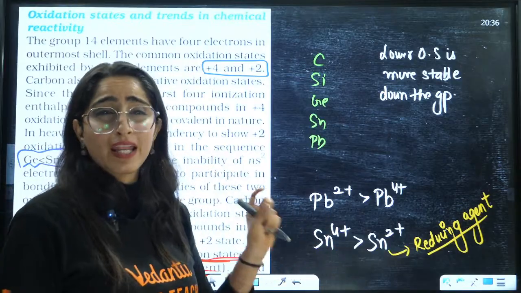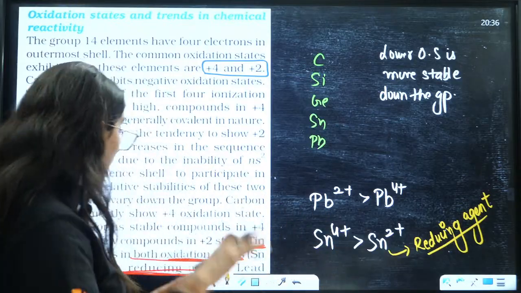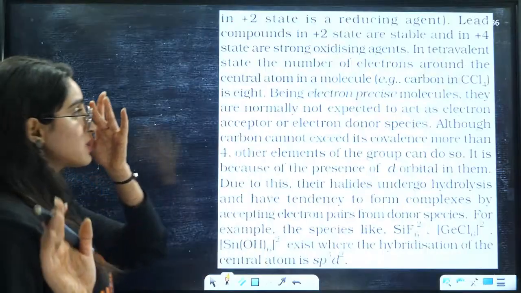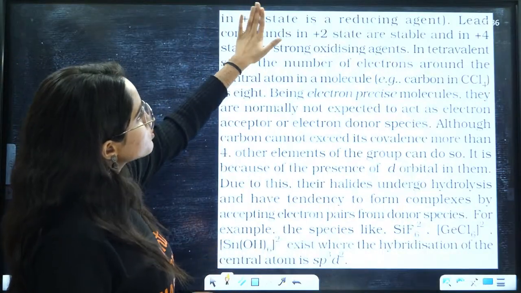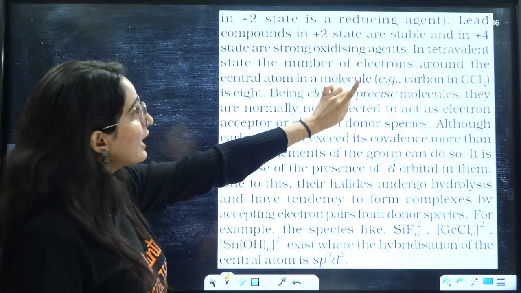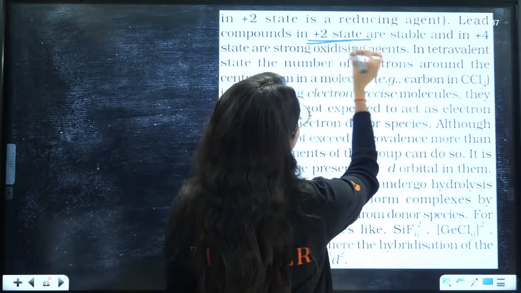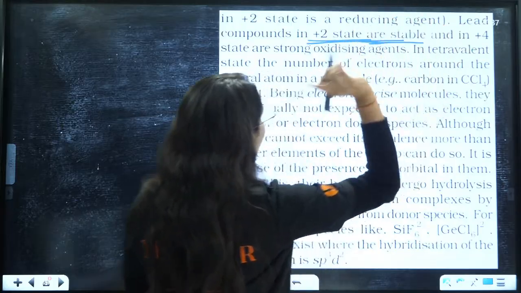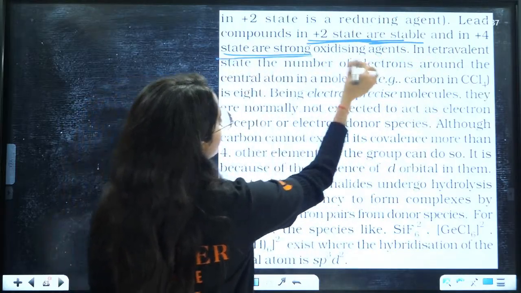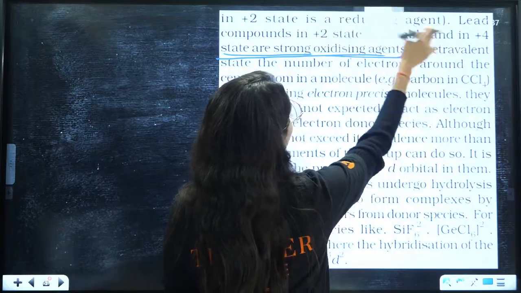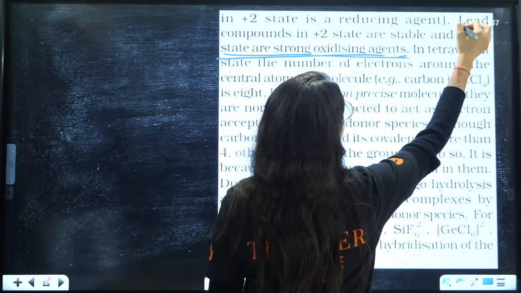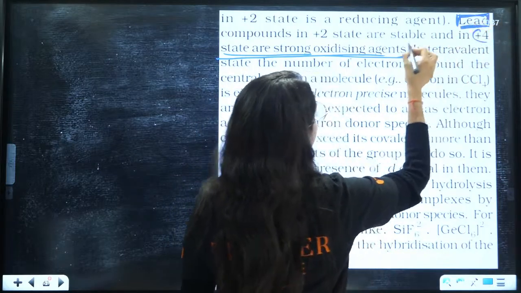And this is a very, very important question. It has been asked so many times in your exams. Tin in +2 oxidation state is a reducing agent. Now lead, a very important line. They are saying lead in +2 oxidation state is stable, and in +4 oxidation state it is a strong oxidizing agent. Very important question.